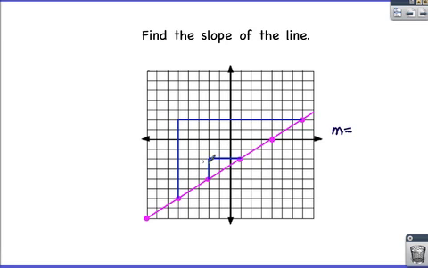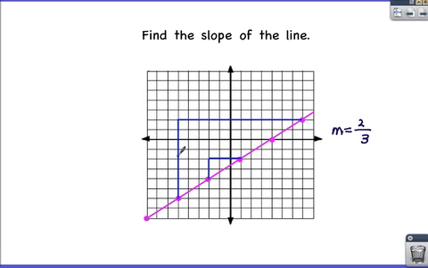For this line, we can start with these 2 points. Our rise is 2 and our run is 3. 2/3 cannot be reduced, so the slope of our line is 2/3. We can also double check by choosing 2 other points and seeing if we also get 2/3.